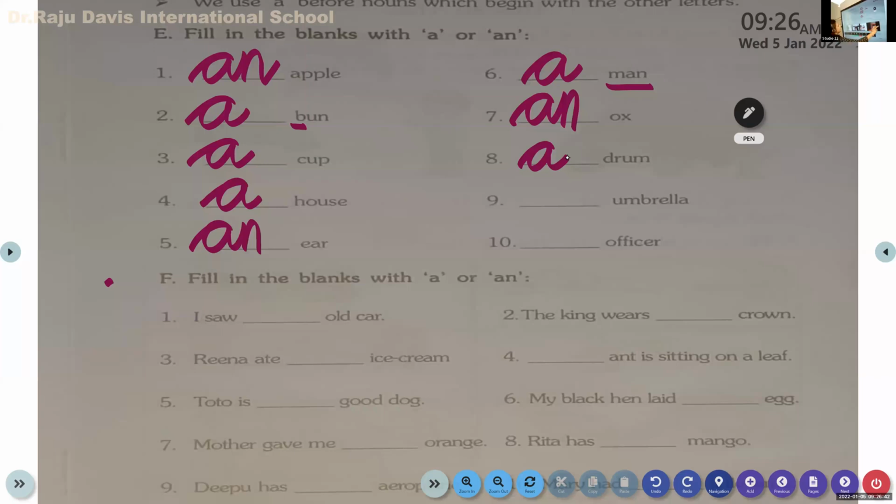Umbrella. So what we have to use there? Is it a or an? An. Why an? Because umbrella begins with? Come on, tell me. Yes, it begins with a vowel letter U. Very good. So we have to use an before the word. Yes, come on, do it.